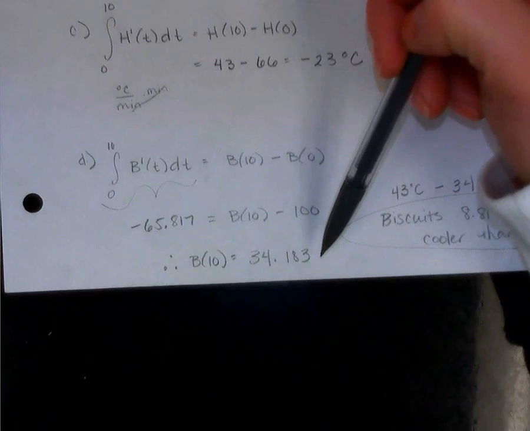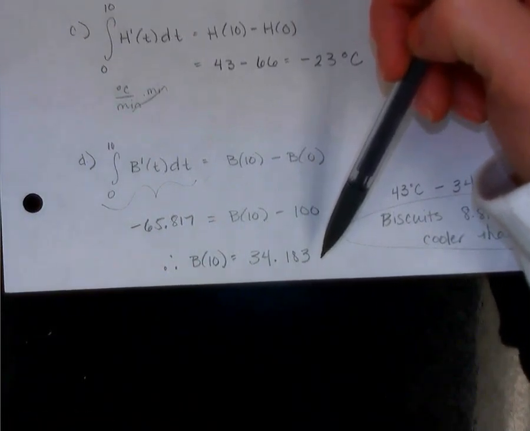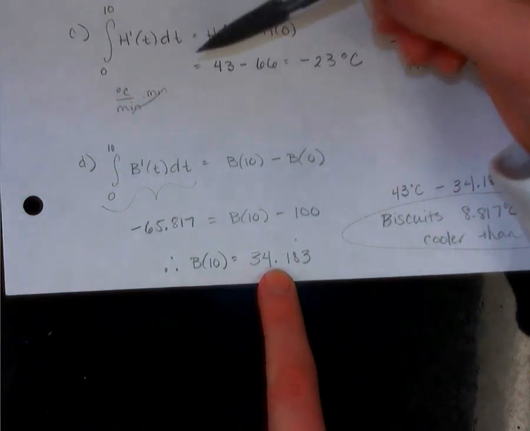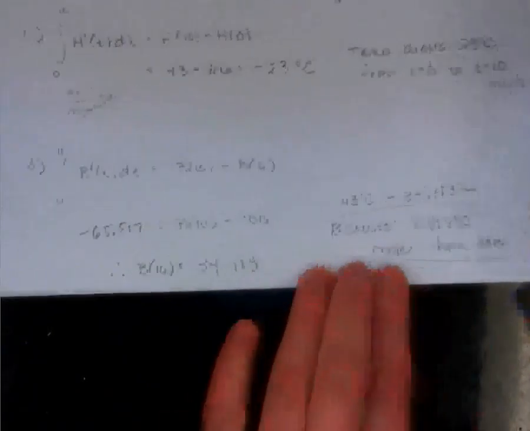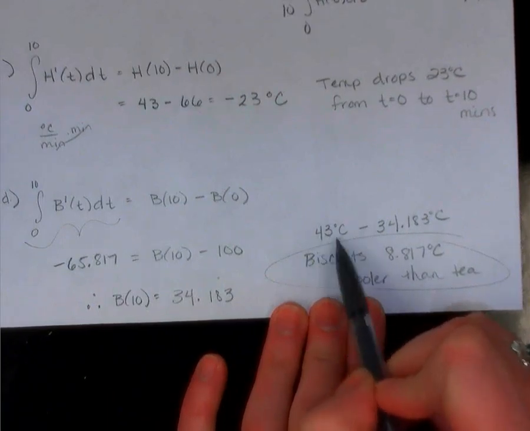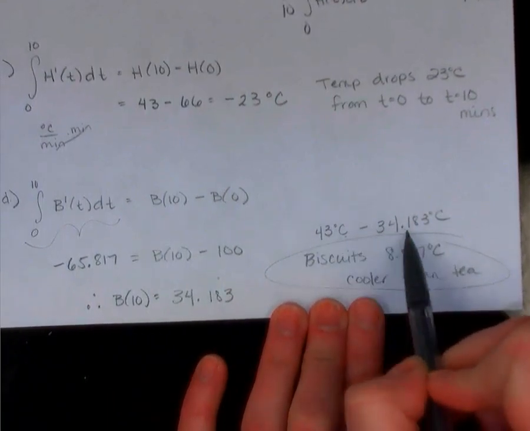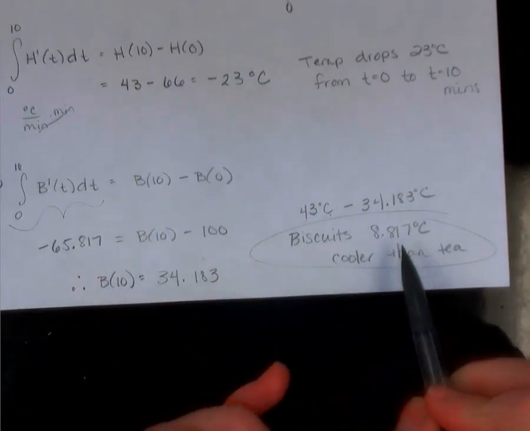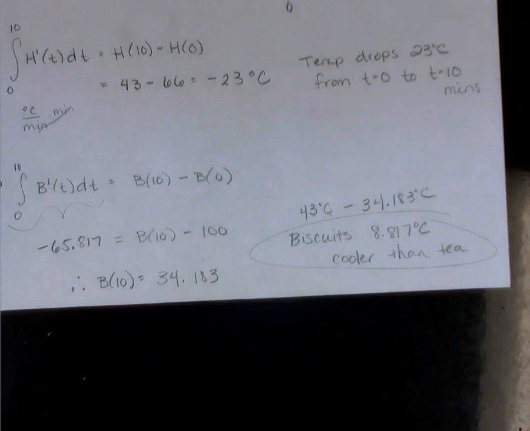That is not your answer. They want to know how much cooler the biscuits are than the tea. This is the temperature of the biscuits after 10 minutes. The temperature of the tea after 10 minutes is 43 degrees. That comes from my table. So I want to find the difference in temperature. Subtract them. The biscuits are 8.817 degrees Celsius cooler than the tea. That's your final answer for part D.